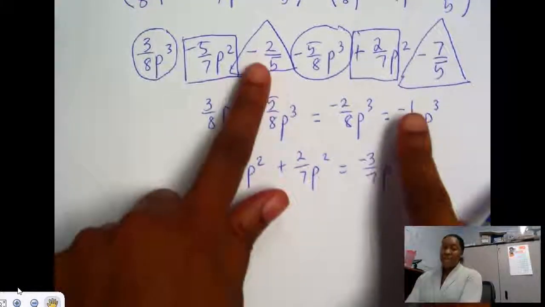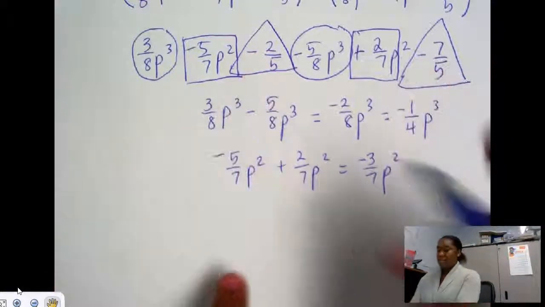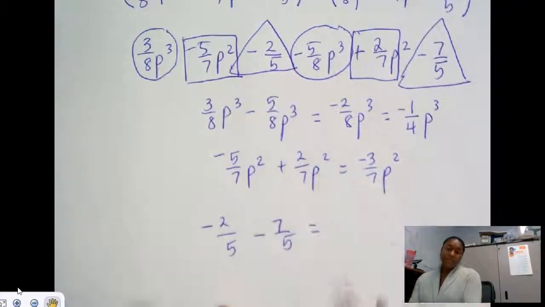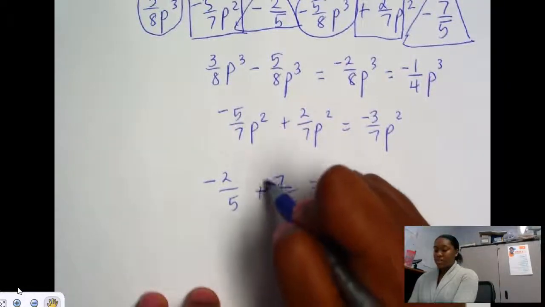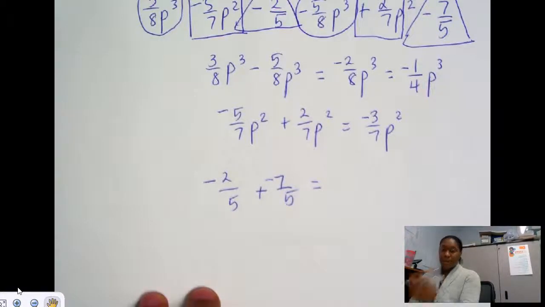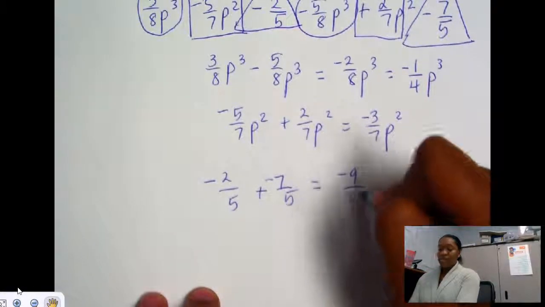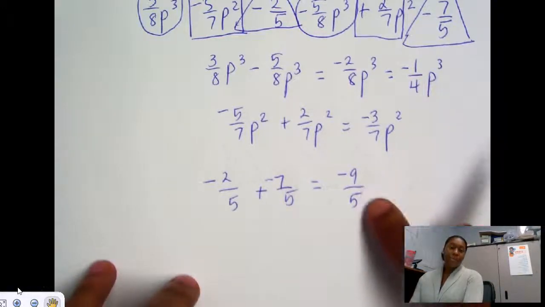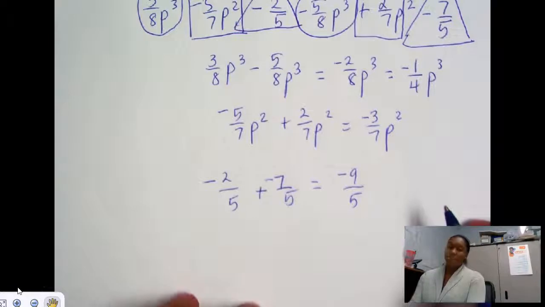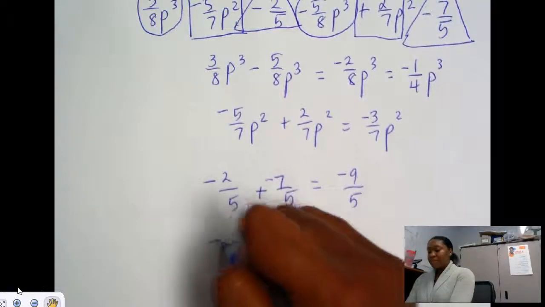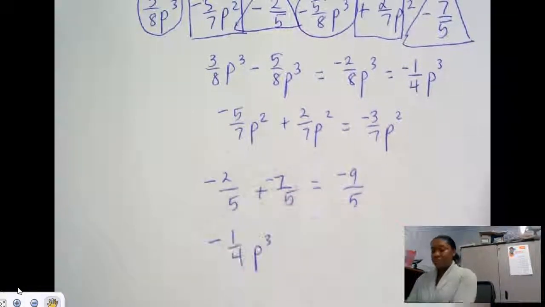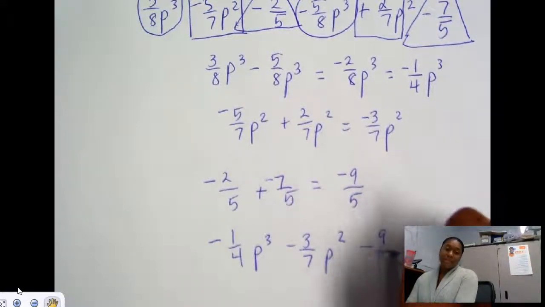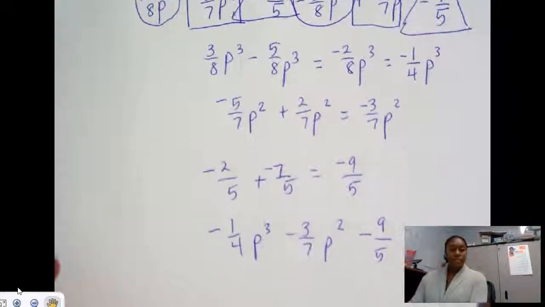And the last part is we have negative 2/5 minus 7/5. And again, if you want to do the change plus, or bump back, this is negative 9/5. So the final answer for this one is, again, put them in order of their powers, and constants always go last or in the back. So we get negative 1/4 p to the third, negative 3/7 p squared, and then that minus 9/5 in the back. And there it is.